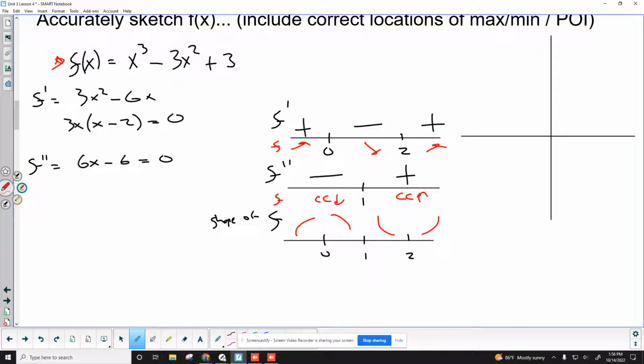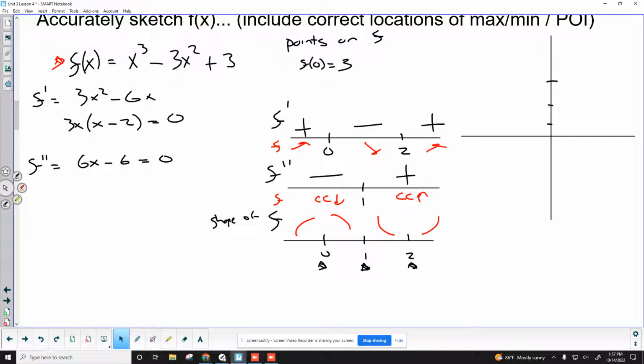Okay? Now, one additional thing, because again, I could throw these sections down and just be like, it looks like this. But one additional thing we can do, because you have the equation for F, you can find points on F. Like I could literally plug in 0, 1, and 2 to find the y coordinates at these 3 interesting locations. If I plug in 0, 0 cubed minus 3 times 0 squared plus 3 is 3. So I know I have a point 0, 3.